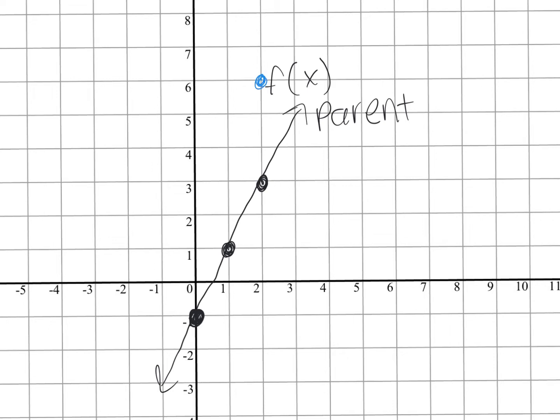Take 1, 1 and move him 3 units up. So 1, 2, 3. What's my new point? 1, 4. And then take the last point, which is at 0, -1. Move him 3 units up. What's the new point? 0, 2. It's the exact same line, but what's different about it, guys? It's just higher. It's shifted how many units up? 3.